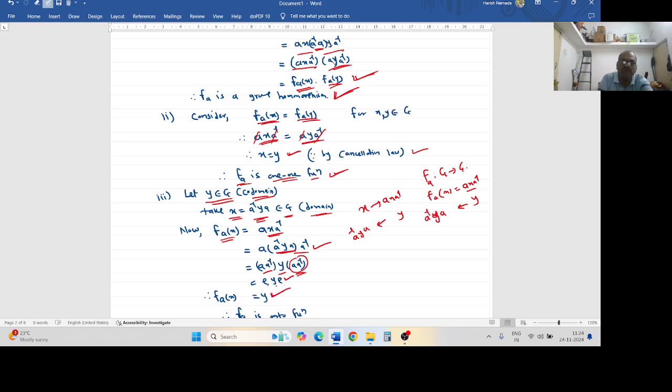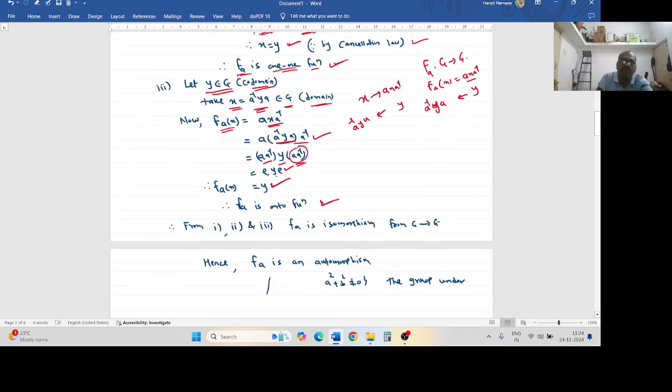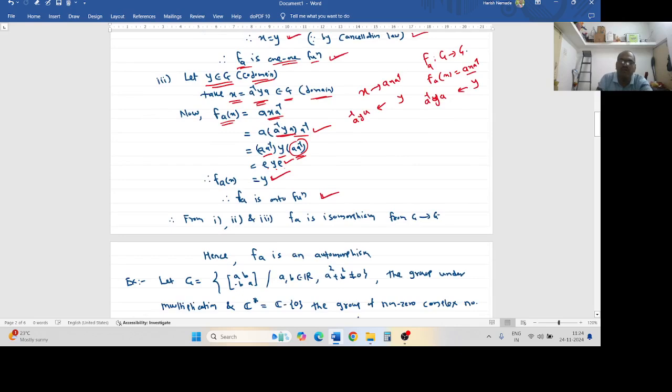So f of x is equal to y. So therefore the given function is onto. So thus here fa is a 1-1 onto homomorphism. So it is an isomorphism from G to G. Domain and codomain are both the same here. So the given function is an automorphism. So therefore fa is an automorphism.